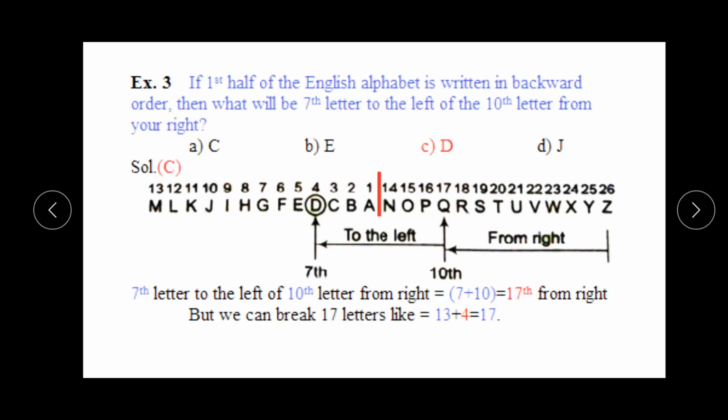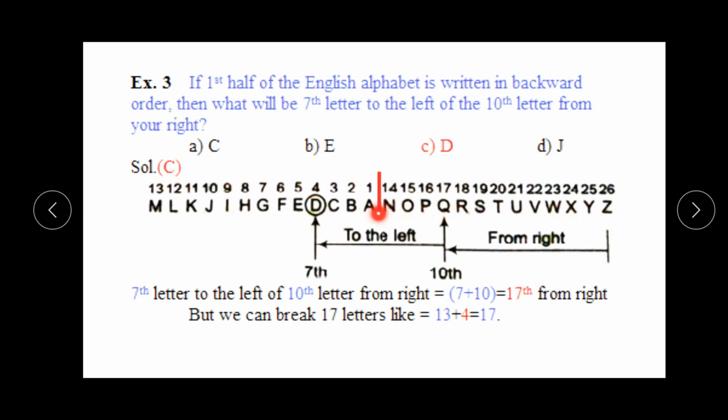One more example, a different type of alphabet test, we can see in this example. If the first half of the English alphabet is written in the backward order, it means A to M is written in the reverse order, M to A. Then what will be the 7th letter to the left of the 10th letter from your right? It means the second half is not reversed, that is in the forward direction, but we have to start from the right side, and first go to the 10th position, and after that the 7th position. According to this, we have to find the 17th alphabet from the right side.